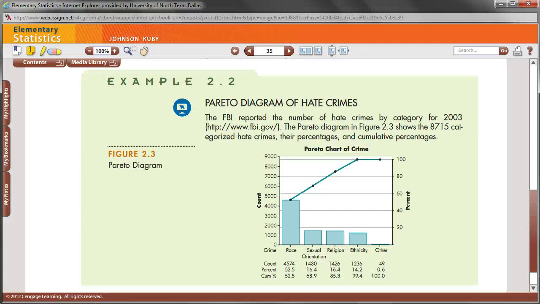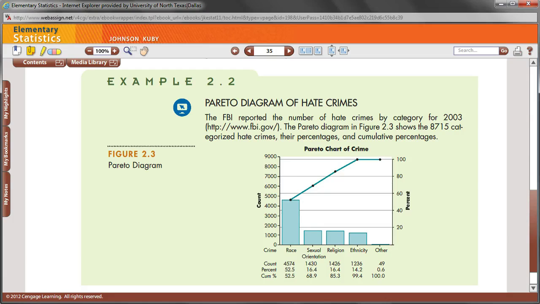Here's an example of a Pareto diagram in our textbook. They used an FBI report and found the proportions of hate crimes based on race, sexual orientation, religion, ethnicity, and other. Those are not ordinal, those are just names. You cannot put any kind of order there, so it's okay to use a Pareto diagram and change the order according to the most numerous to the least.